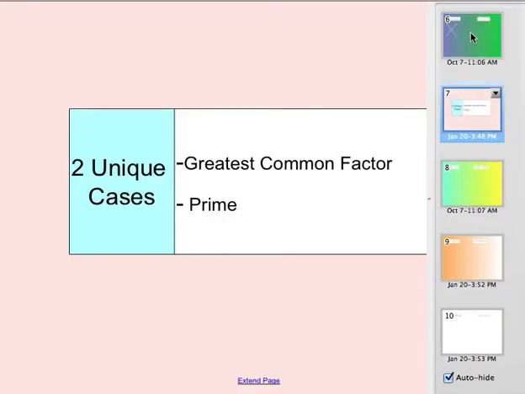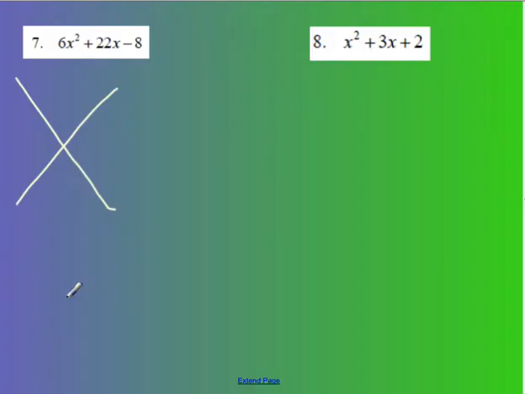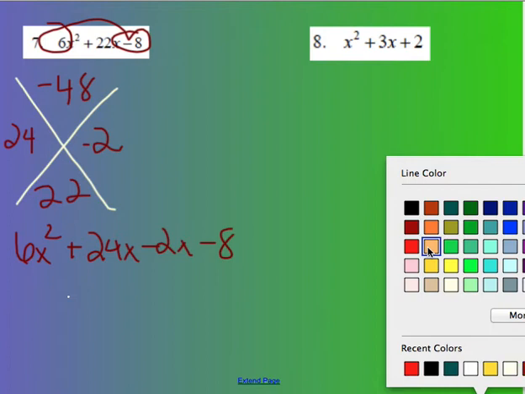Okay, so for this one, we're going to come back and talk about this in a second, but let's just go about it as is. So we're going to do 6 times negative 8, which is negative 48, adding to 22. So I'm going to do 24 and negative 2. Then you can set up your x. You're going to do 6x squared plus 24x minus 2x minus 8. So now we're ready to factor by grouping.